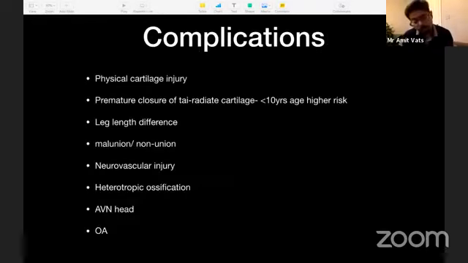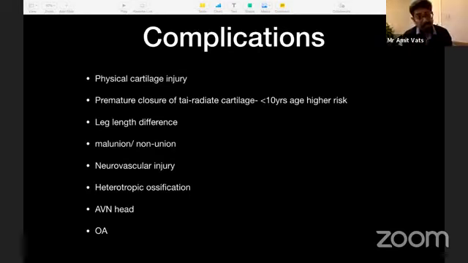Again, talking about complications of these injuries, physeal cartilage injury is one. Premature closure of the triradiate cartilage, especially if the children are less than 10 years of age, carries a high risk of secondary deformity to the acetabulum as a result of the premature closure. Therefore, keeping a close eye is important.